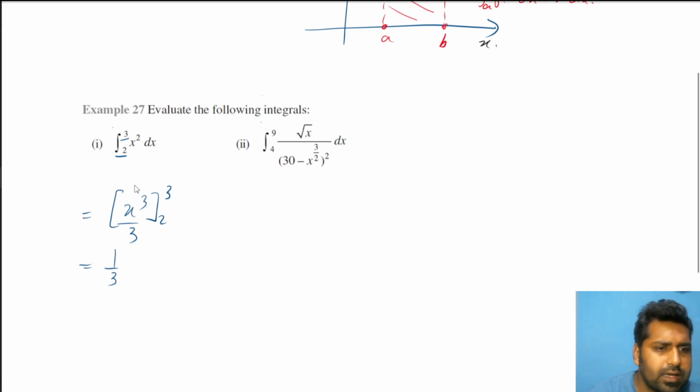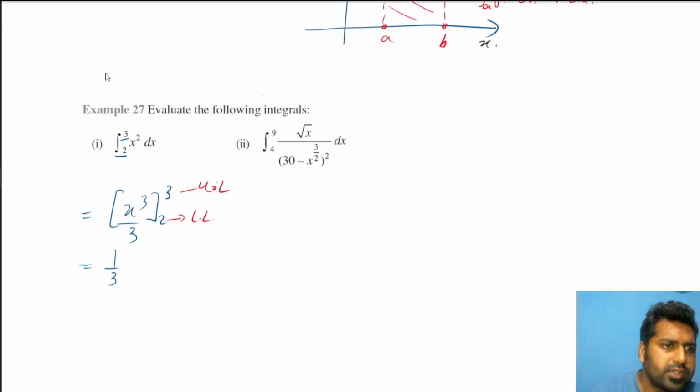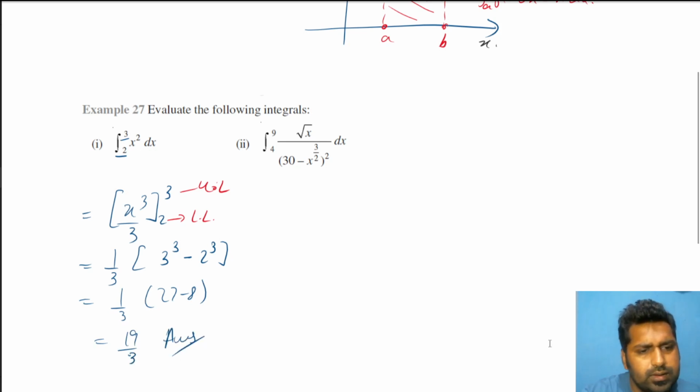How do you solve this? After the integration, it will be represented in a square bracket and limits will be written on the right. This is called the lower limit, this is called the upper limit. You first have to put the value of the upper limit, that is 3 cube, minus the lower limit 2 cube, always upper limit minus lower limit. So this is 1 by 3, 27 minus 8, that's 19 by 3. Okay, simple enough.